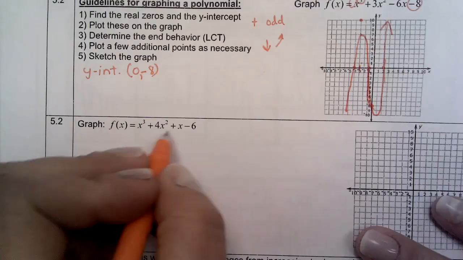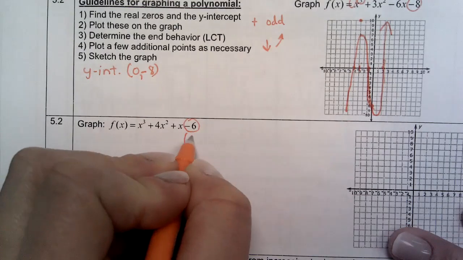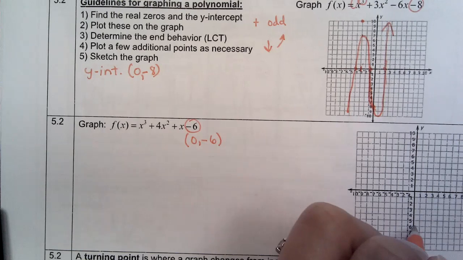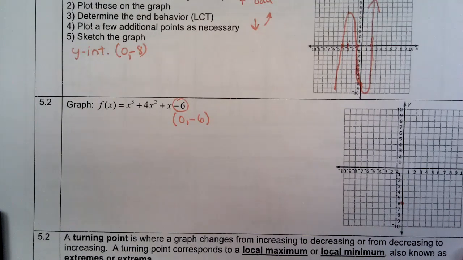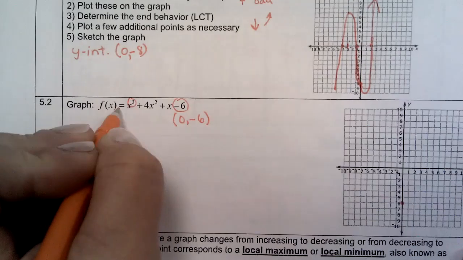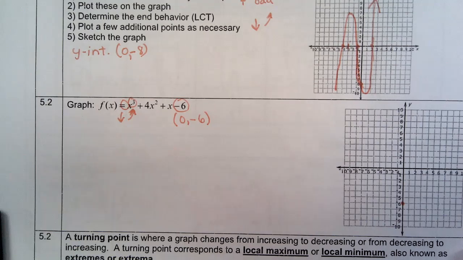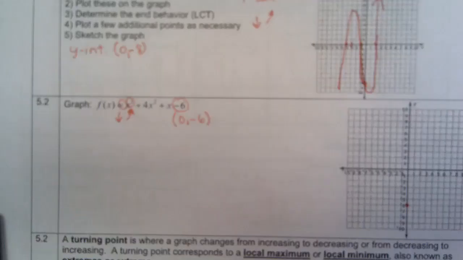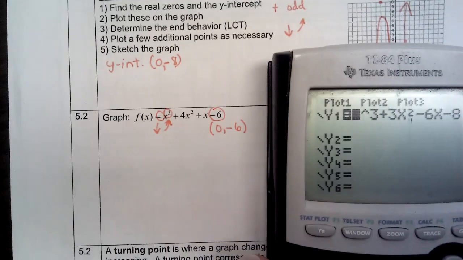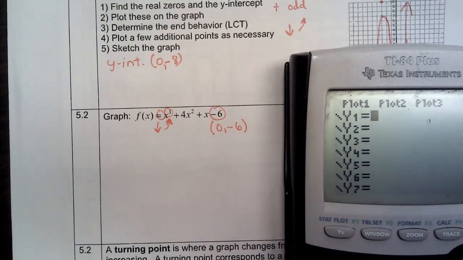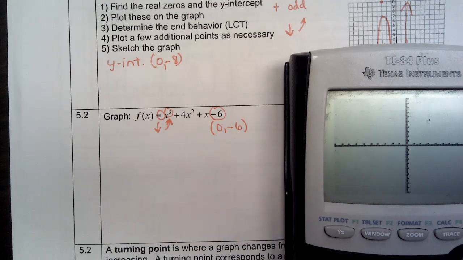All right, so this next one, let's go ahead and look at it. So this is my y-intercept, 0, -6. So I'm going to go ahead and graph that. Now I know that this is odd and it's positive, so I know that it's going to look like that. Those are the ends of my graph. And now I can come in here and graph it. I can say, okay, x to the third plus 4x squared plus x minus 6, graph.